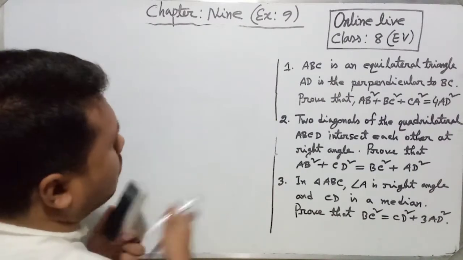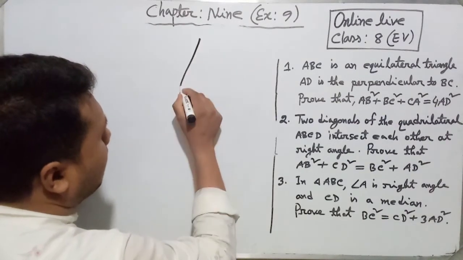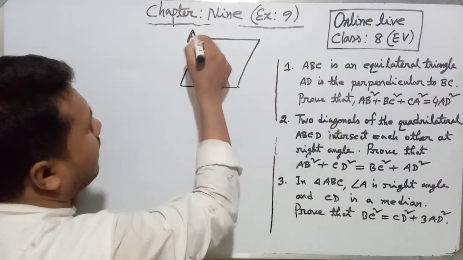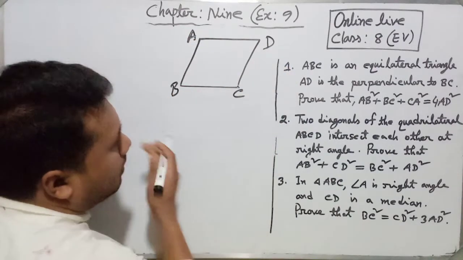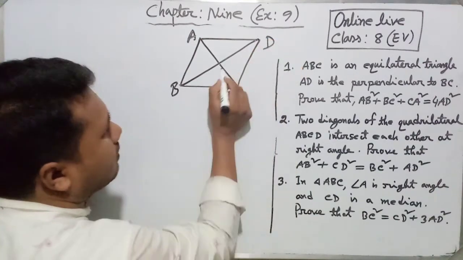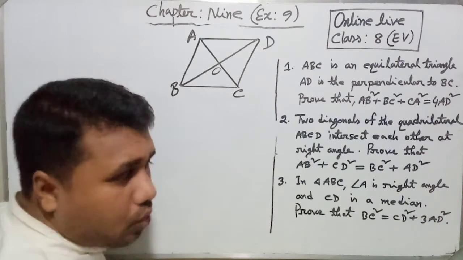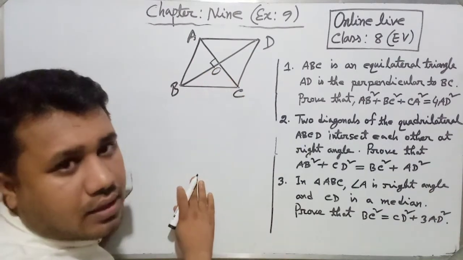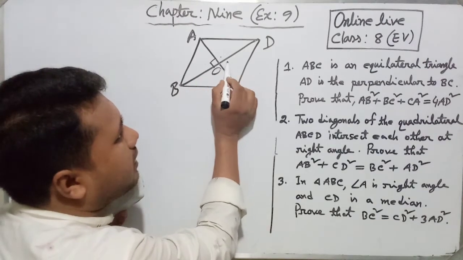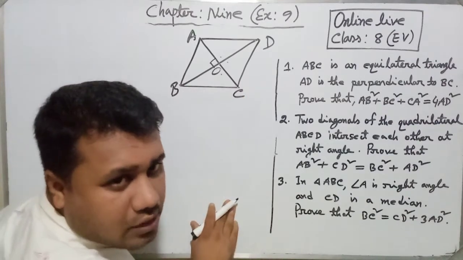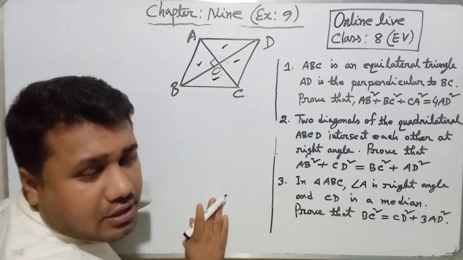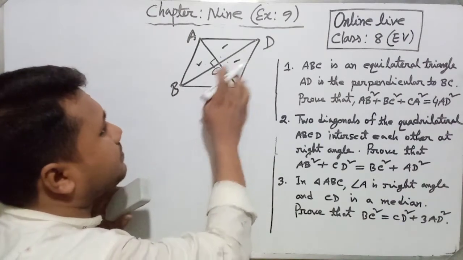Now at first we have to draw our required quadrilateral. Now dear student, problem number 2, suppose this is our quadrilateral, like a rhombus ABCD. Now these two diagonals, suppose they intersect at the point O and they intersect at right angle. So if this is right angle, it will be right angle, here all angles will be right angle. So we can say this is right angle triangle, right angle triangle, right angle triangle. This is also right angle triangle.